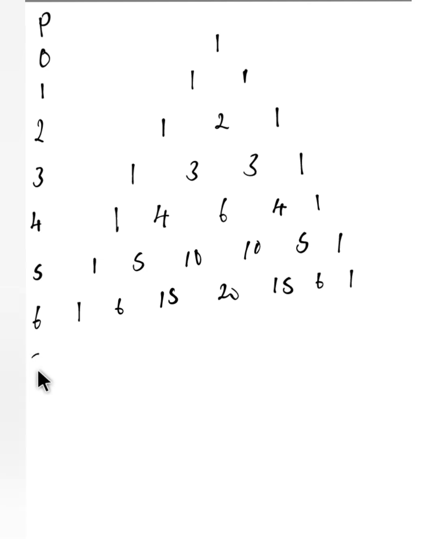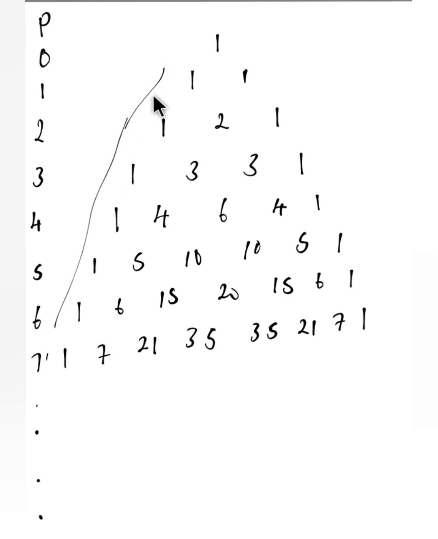If the power is 7, it starts from 1, 1 plus 6 is 7, 6 plus 15 is 21, 15 plus 20 is 35, 20 plus 15 is 35, 15 plus 6 is 21, 6 plus 1 is 7, and ends with 1. And the list keeps on going. And of course, we have the triangular shape, and it's called Pascal triangle.